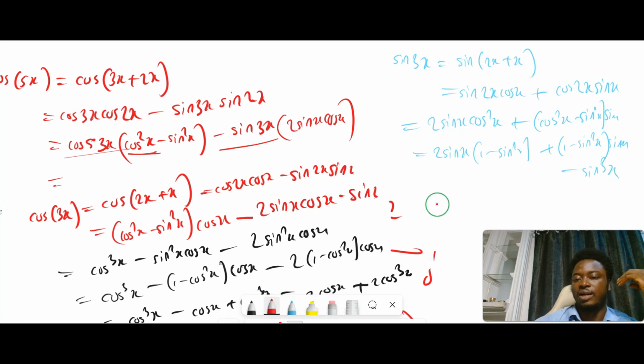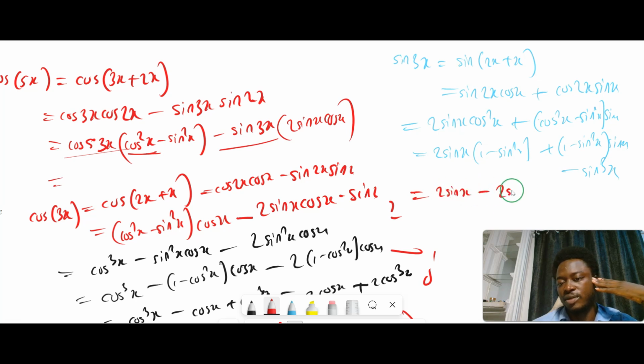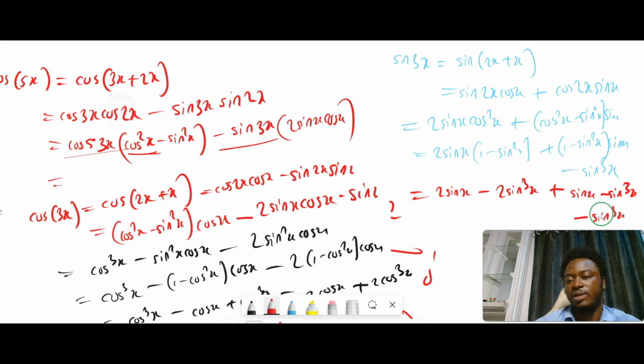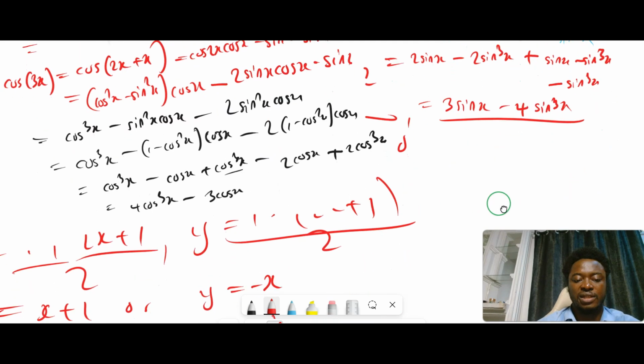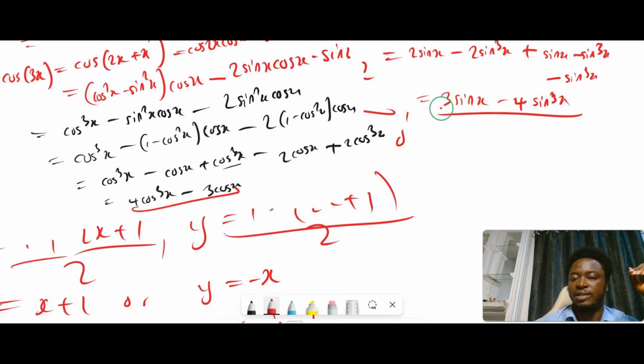So that would be 2 sine x minus 2 sine cubed x plus sine x minus sine cube x minus sine cube x. So that would be 3 sine of x minus 4 sine cube x. So we have proven the identities for this and this.